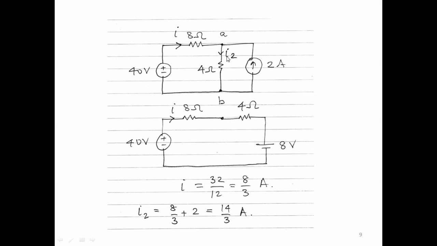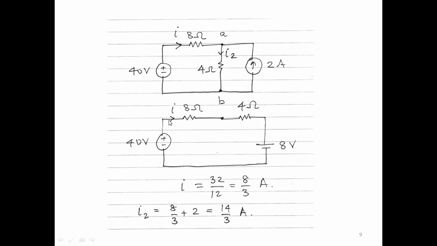Similarly, if you want to find I2, the current I2 does not exist in this circuit. I2 is lost because we transformed 2 amps and 4 ohms to a voltage source in series with the resistance. So if you want to find I2, we could have transformed 40 volts and 8 ohms to a current source in parallel with a resistor. Or of course there are other methods.